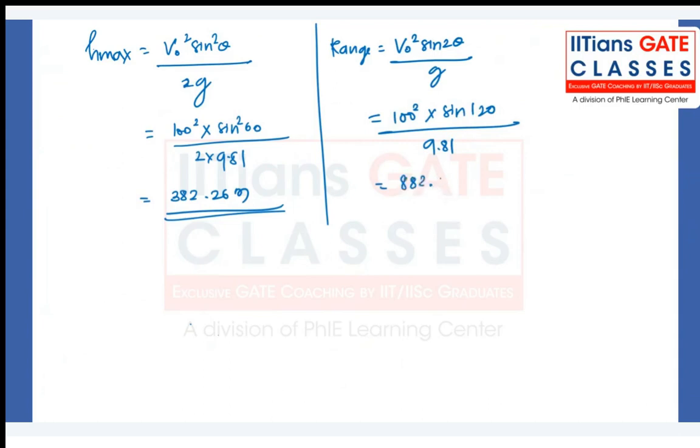Okay, is it clear? Does anyone have any doubt in this? Because in this question, we have solved the majority of the things. We have calculated H max, the range, the velocity, and the horizontal and vertical distances as well.